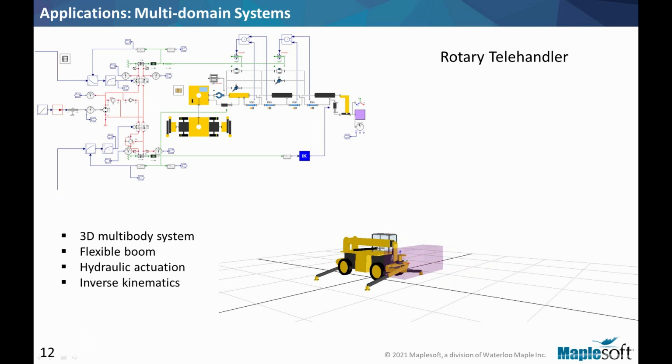As done in this model, you can also work out the inverse kinematics, the code or function that will tell you how to actuate the platform cylinder to keep it leveled.